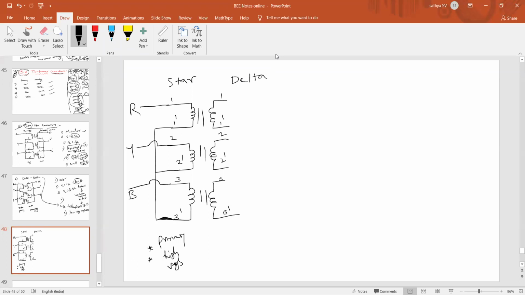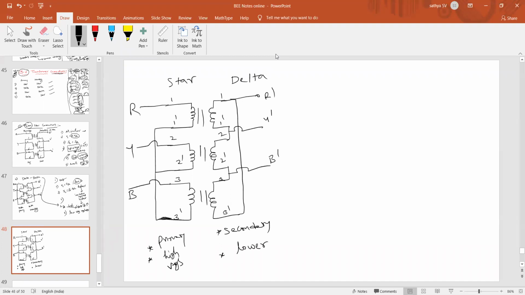Right. Tell me now about the secondary side. What are the points? 1-2, 2-3, 3-1. And you need to drag these common points outside. R dash, Y dash, B dash. This is your secondary side which is connected in delta. What about voltages on the delta connection side? Less. Low voltages.